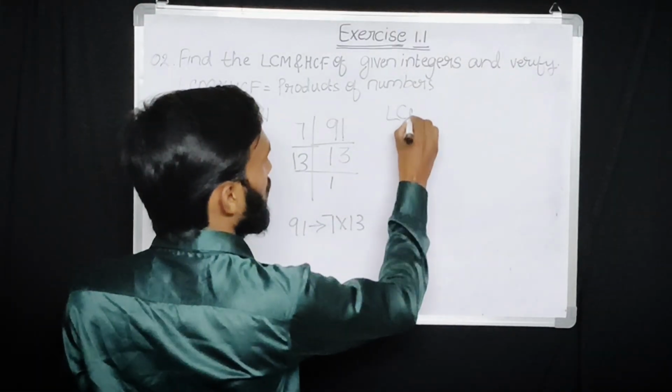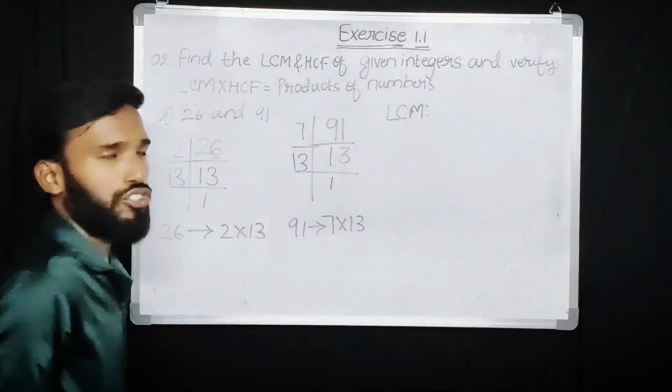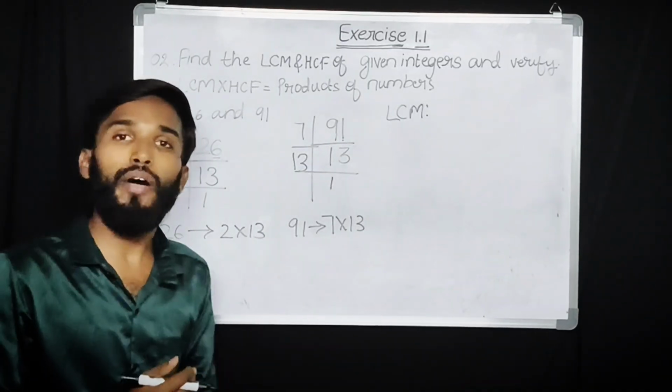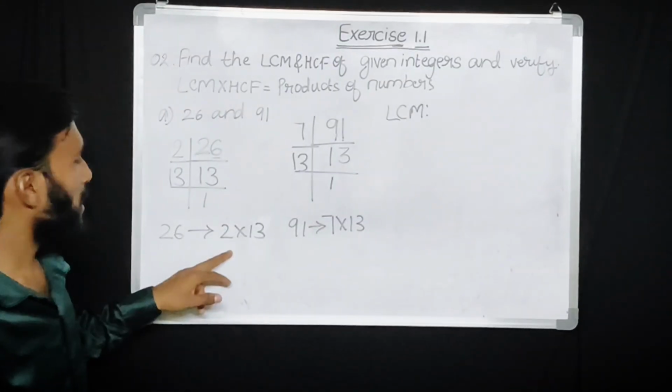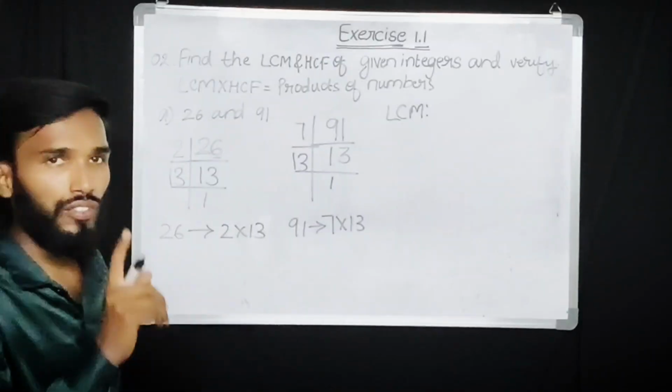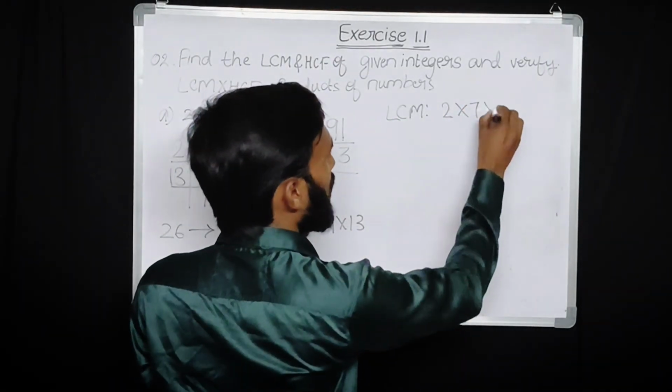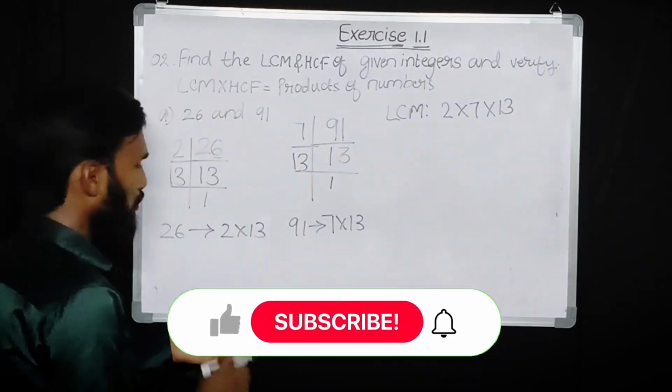If you observe, what is the LCM? We know that LCM is the least common multiple. While finding the LCM, we write all the factors we got only one time. So what we got here? 2 into 7 into 13. We have these numbers.